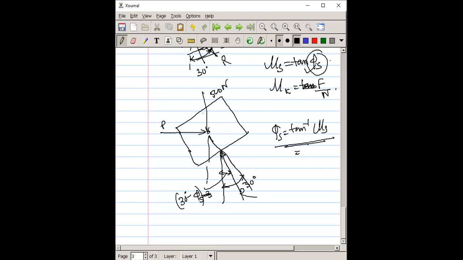So can anybody tell me what is the value of phi s? This is 0.25. So phi s is tan inverse of 0.25. How much is it then? About 14 degrees, sir. So it means this one is your phi s, 14 degrees, and this one is your 30 minus phi s.